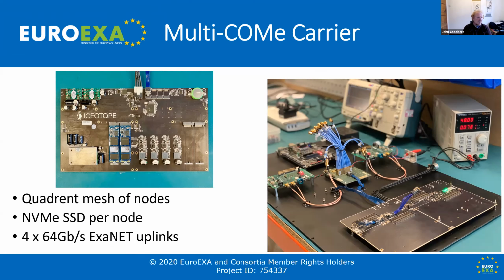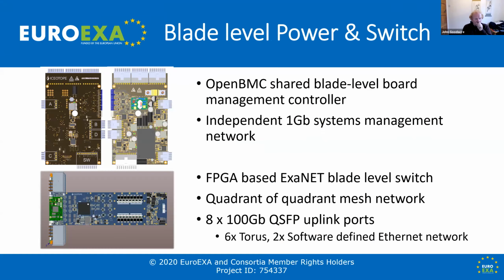And again, driven by cost as much as anything, we bring up four 16 gig links up to the blade level switch that sits in the middle of the device. The blade level switch is actually quite a complex little beast. If you were to go and buy a device which has 16 down ports and 8 100 gig up ports, you're up to a level of what is a large commercial capable switch. We've put that, and are developing that, around a large FPGA.